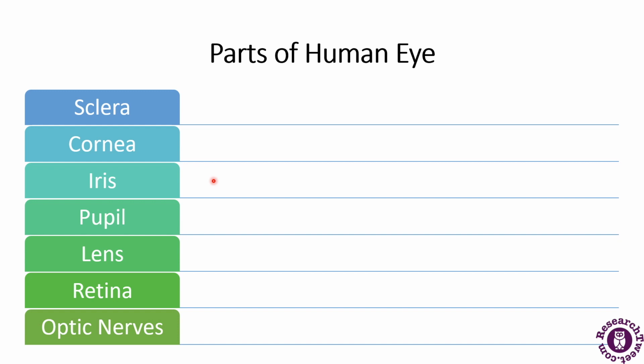Iris. If I talk about the iris here, it is a dark muscular tissue and ring-like structure which is behind the cornea. The color of the iris actually indicates the color of the eye. So the color of the iris will depict the color of the eye. This helps to regulate or adjust exposure by adjusting the iris.